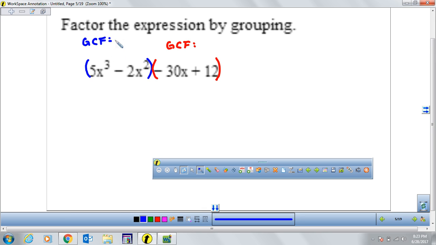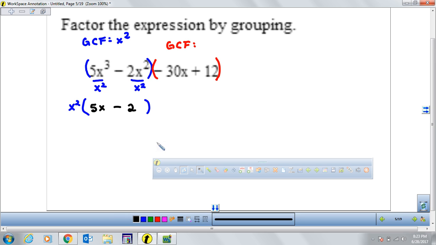The greatest common factor from these two: we cannot divide the 5 and the 2 by any number other than 1, but we can take out x's. So it's just 1x squared. That's all we can divide. So we're going to take out the x squared from this expression, and again we divide the x squared from both of these. 5x cubed divided by x squared is going to be 5x, minus 2x squared divided by x squared is just going to be 2.